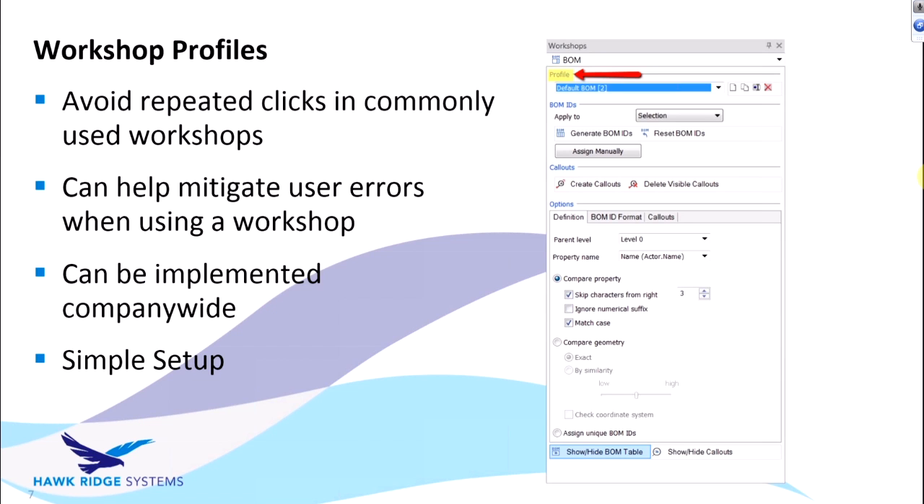Basically what it does is it makes it just so you avoid any repeated clicks in those commonly used workshops. And of course, by having a user do fewer clicks, the user is less likely to have an error or make a mistake, right? We're all human. Just like styles, they can be implemented company-wide. I already showed that location. You go to your preferences for Composer under data paths, and you can find out where all these documents live.